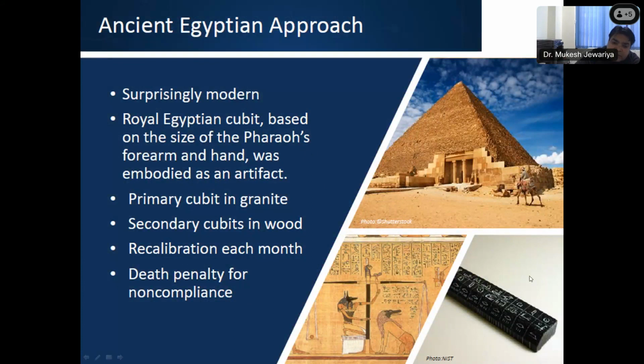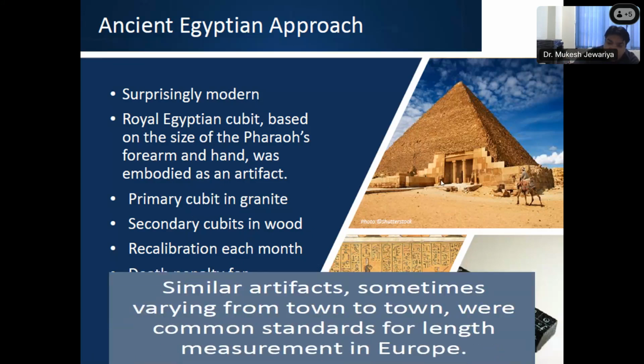I will show it in the next slide. So the primary cubit is of granite. Then they made the secondary cubit of wood, and they did the recalibration every month. And at that time you see the death penalty for non-compliance. Nowadays we also have some kind of provision to punish, but that's not good. But at that time, measurement was an important parameter, so a penalty was given if it was not compliant. So similar artifacts, sometimes varying from town to town, were the common standard for length measurement in Europe, Egypt, India, everywhere.